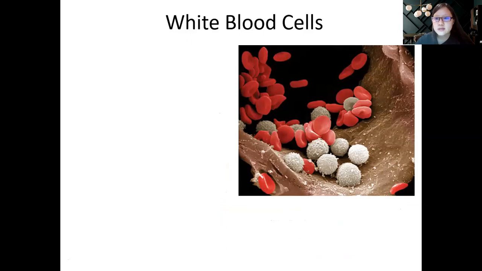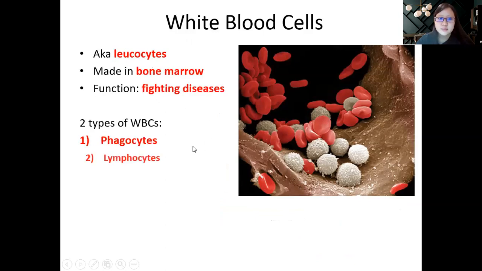So under white blood cells, also called leukocytes, they are also made in bone marrow, and there are two types. There's phagocytes and lymphocytes. Now it's important to note that white blood cells are part of the immune system, and their main function is to fight diseases. So this chapter would overlap a lot with chapter 11, and I have moved some things here to give you a little introduction of what's going to come, a little taste of what chapter 11 is like.